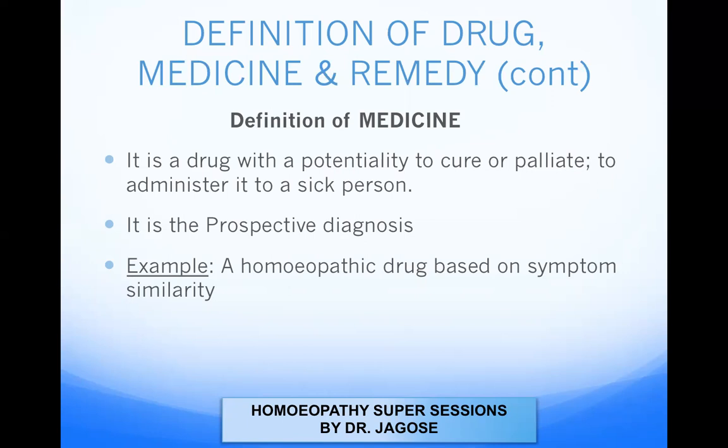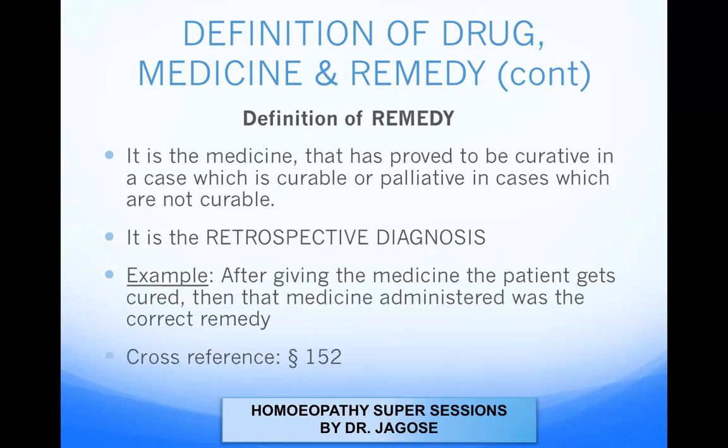So example, a homeopathic drug based on symptom similarity. When you choose a homeopathic drug based on the totality of the symptoms, and when you administer it, that is known as the medicine. And you come to know, or rather, you have an idea that this medicine will be effective, it is correct, and it will cure or it will palliate the specific case. Well, as remedy, it is the medicine that has proved to be curative in cases which are curable or palliative in cases which are not curable. Here it is the retrospective diagnosis.